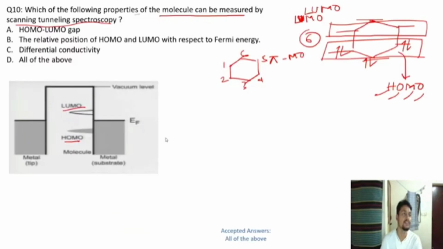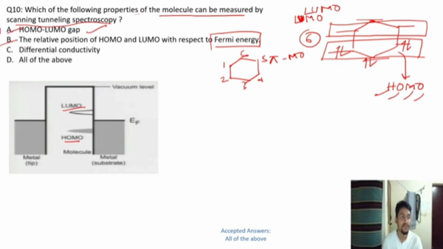Now we'll discuss the question. Which of the following properties of the molecule can be measured by scanning tunneling spectroscopy? The gap, obviously, because in positive bias we get the position of the LUMO with respect to the Fermi level, and in negative bias we get the position of the HOMO with respect to the Fermi level. So obviously we get the gap. The relative position of the HOMO and LUMO with respect to the Fermi energy is what we are actually measuring. So the gap can be measured, and this can also be measured.